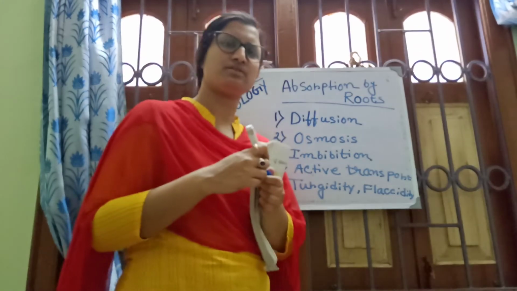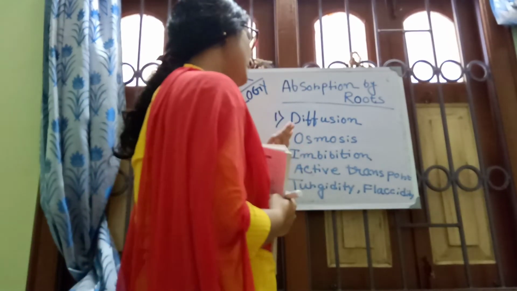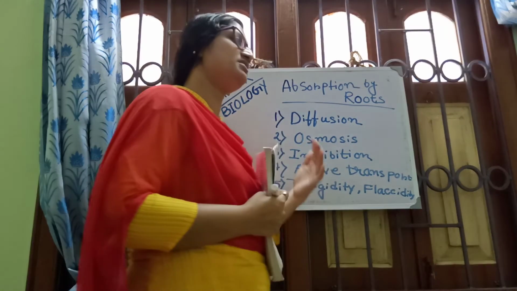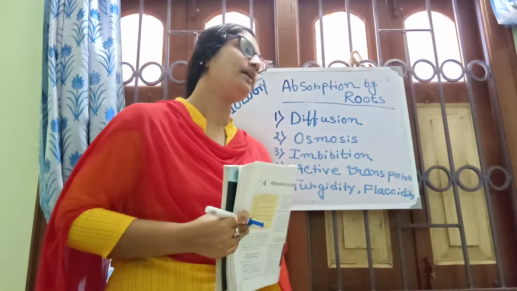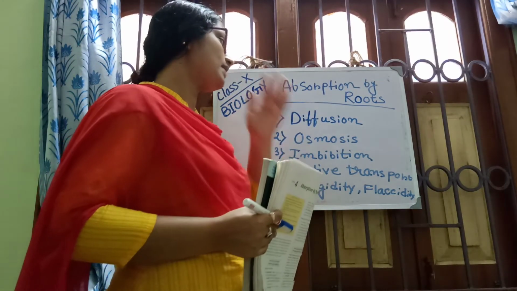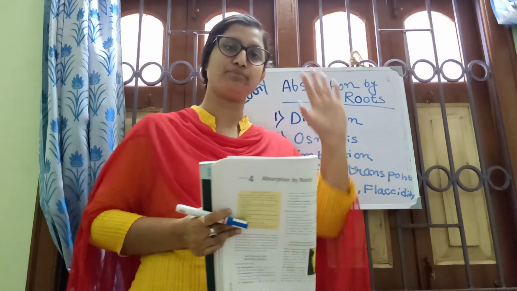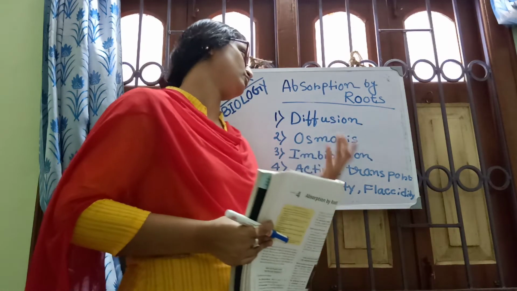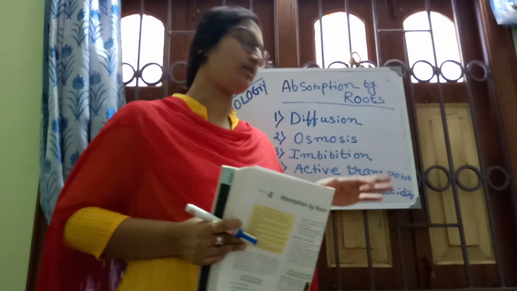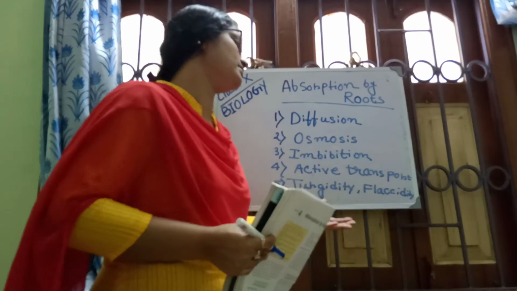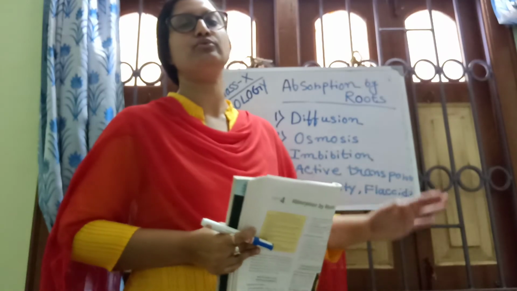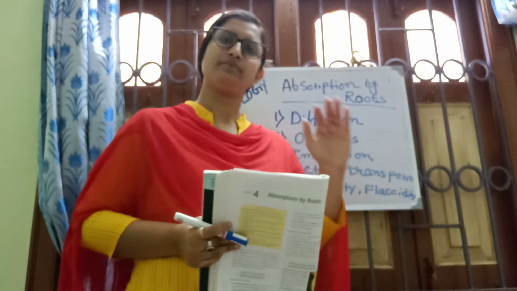Diffusion and osmosis you know. Imbibition, active transport, turgidity, and flaccidity are new processes, and I will discuss them properly. You have to know why osmosis occurs, why diffusion occurs, why active transport occurs, why turgidity, and what flaccidity is. All these things I will discuss later.